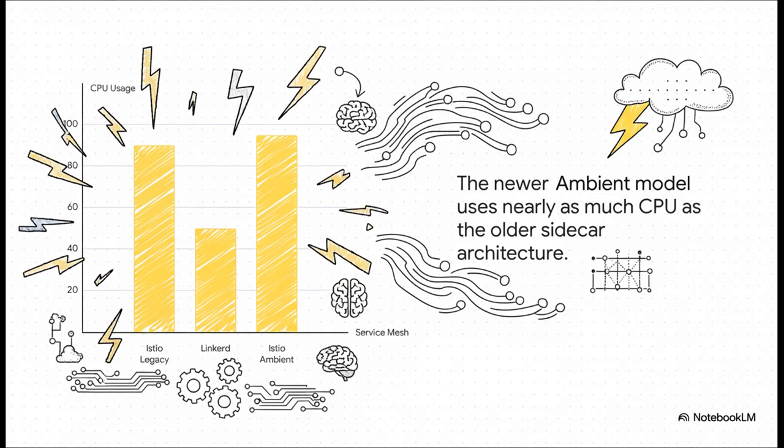But then you look at CPU usage, and here's the twist. The newer ambient model, Istio's new direction, is still almost as hungry for CPU as the old sidecar model. And in these tests, it used nearly double the CPU of its competitor, Linkerd. So while it's a big win on the memory front, that CPU cost is still very, very real.